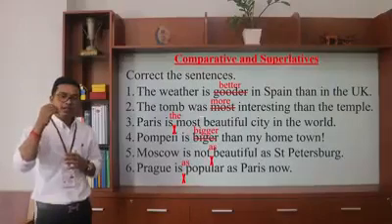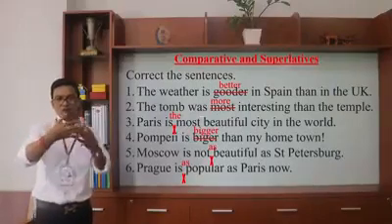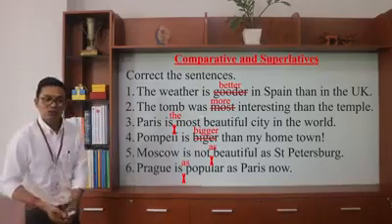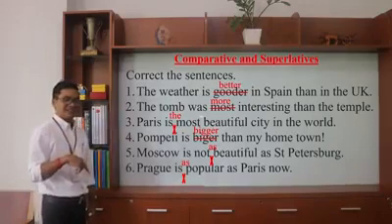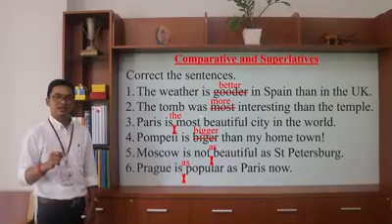And then number 5, Moscow is not as beautiful as. And then you see as and as, a comparison between two things, one is not good and one is better. So you have to use as, right? Is not as beautiful as is the correct answer.